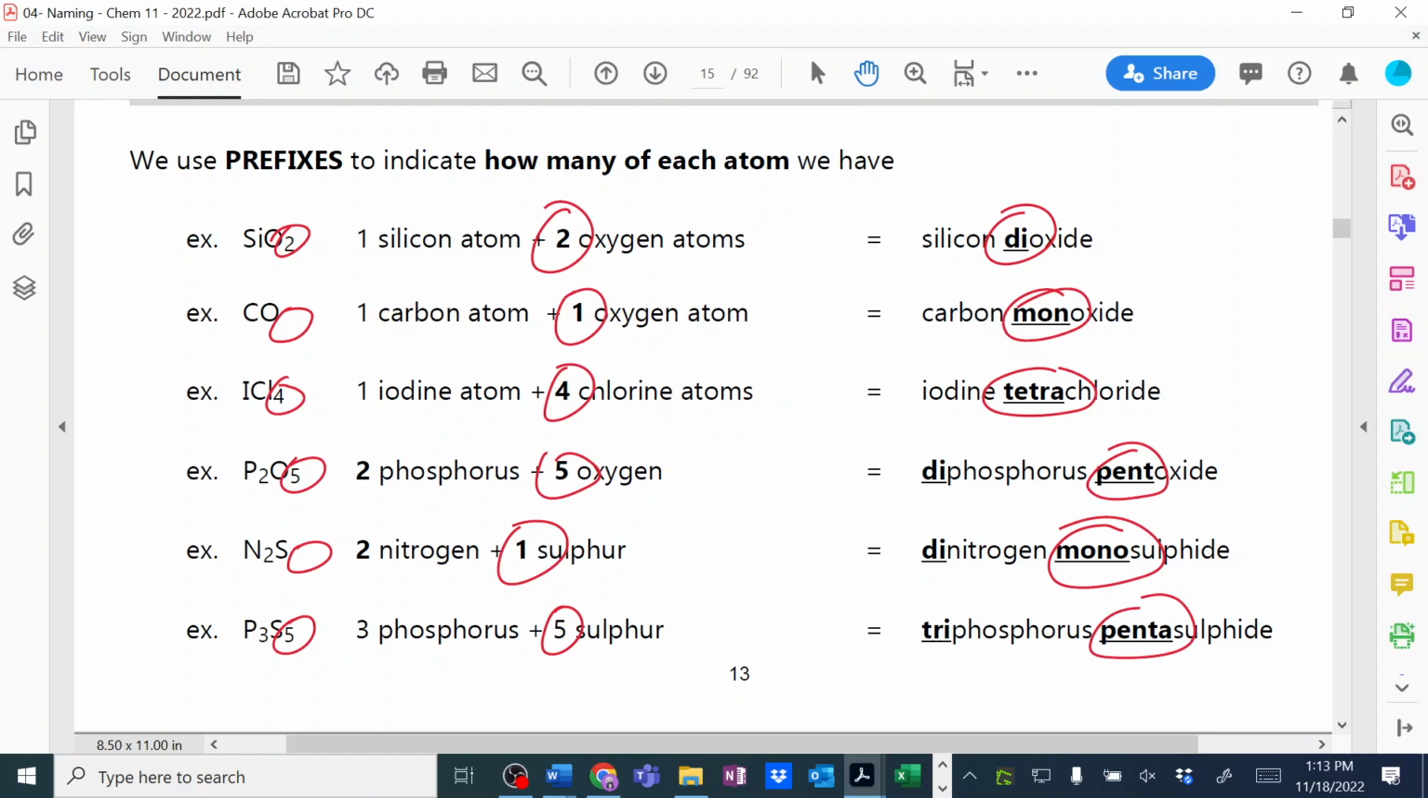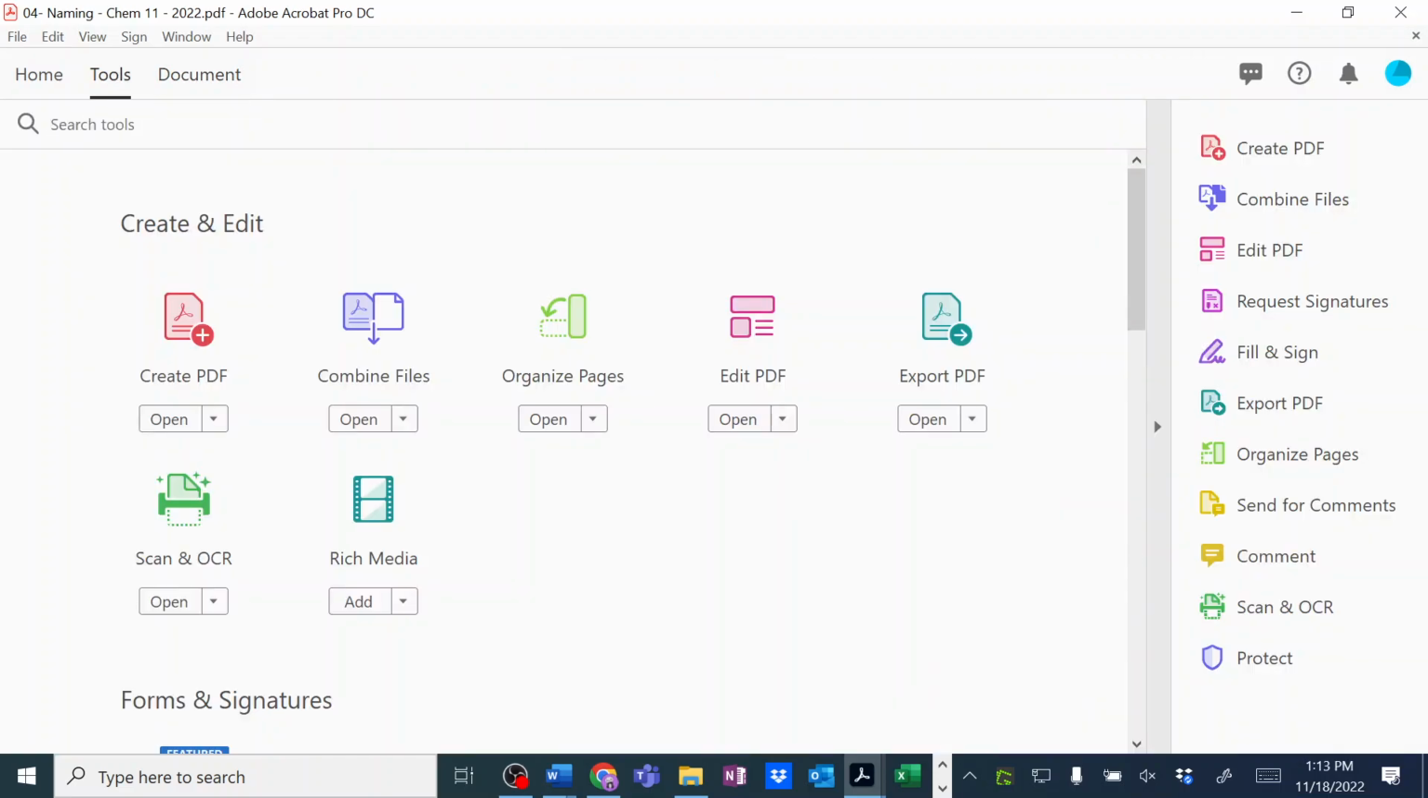You will get a chart to start with, but then you need to memorize it. Okay? No, you need to memorize it for the quiz. Okay? Now, hang on. Oh, no, document.